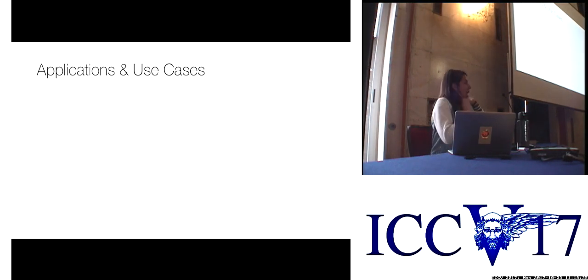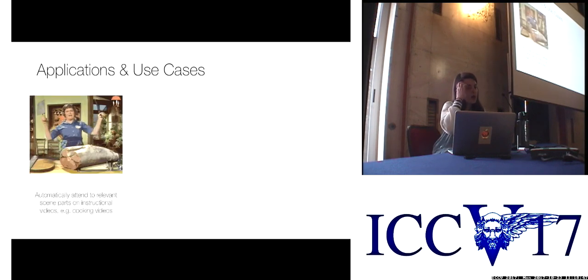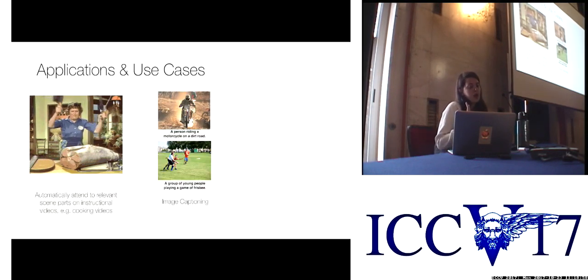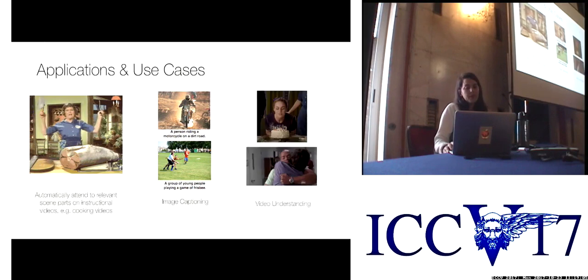Other than trying to understand scenes, human-object interactions can be directly used for many applications. One application that seems very relevant is building cameras that will naturally attend to the object of interaction in, for example, instructional videos or cooking videos. Another one is the use of the detected interactions for better image descriptions or question answering, and also for video understanding.